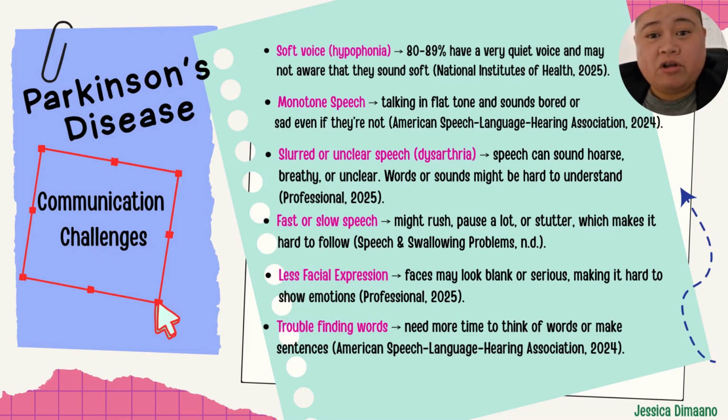Some people have slurred or unclear speech. Their voice may sound hoarse or breathy, and some words can be hard to catch. Other problems include speaking too fast or too slow. Some people pause a lot or stutter, which makes it confusing to listeners. Many also have less facial expression, so it's hard to see if they're happy or sad. Lastly, they can have trouble finding the right words or making sentences. These issues can make it tough for them to connect and communicate with others.